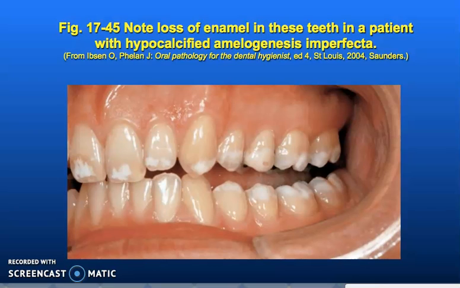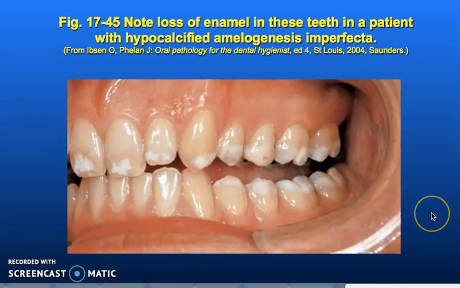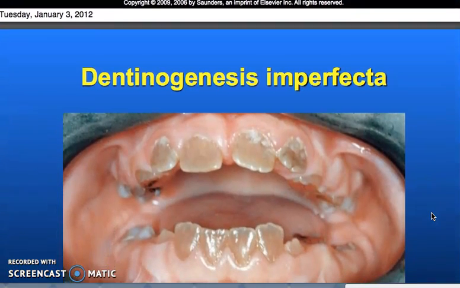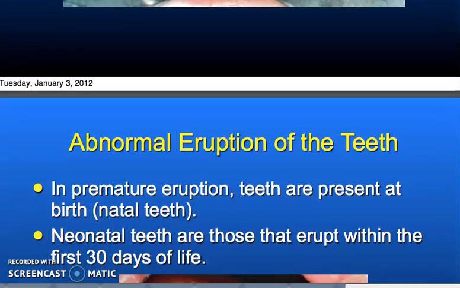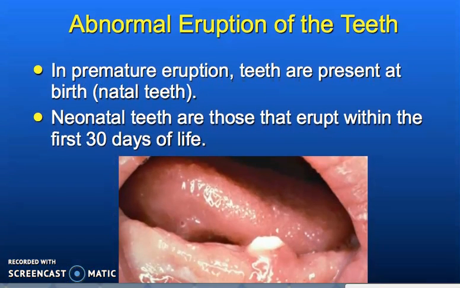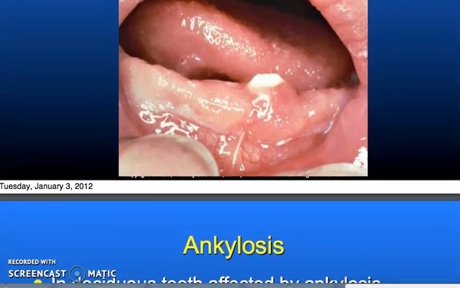Okay, in this image you'll see a loss of enamel in patients that have hypocalcified amelogenesis imperfecta. So you see the loss of the enamel here, the chipping away. Dentinogenesis imperfecta. Again, the dentin and the enamel do not form correctly. Abnormal eruption of teeth, a premature tooth that's present at birth, called a neonatal tooth. These erupt within the first 30 days of life.